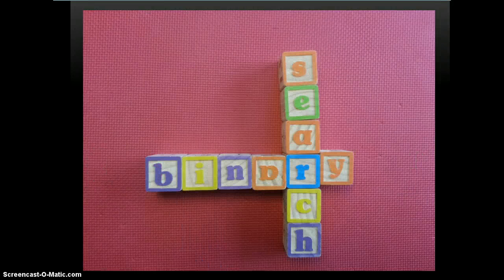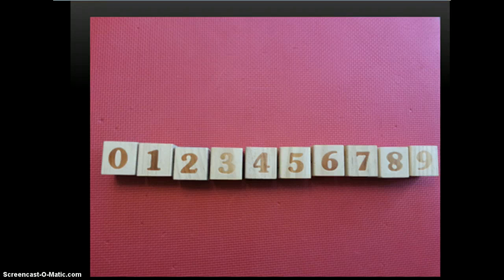How about binary search? In the directions for how to implement the game, there was a link to a Wikipedia article on the binary search. The binary search is a very, very powerful way to find a number in a list. So let's say we start with this list again. We have the numbers 0 through 9.